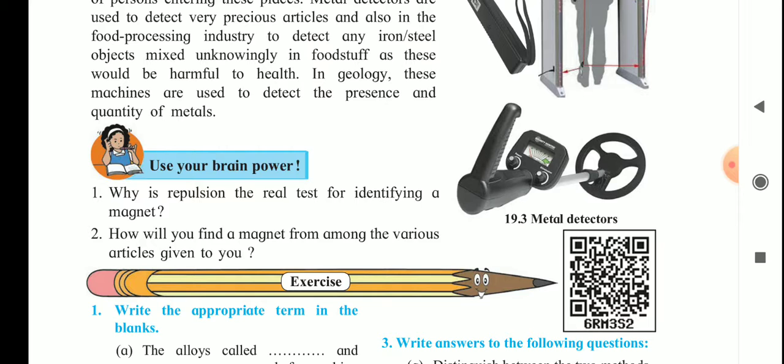So how will you find a magnet from among the various articles given to you? A magnet has a property to attract things made from iron, cobalt, and nickel. The magnet has a magnetic field which is invisible, but it has a property of attracting, pulling other ferromagnetic materials such as iron, cobalt, and nickel. So, if we bring iron or nickel objects near it, they will be pulled towards the magnet. The real test is repulsion. The article which shows repulsion when one of the poles of the magnet is brought near is surely a magnet.